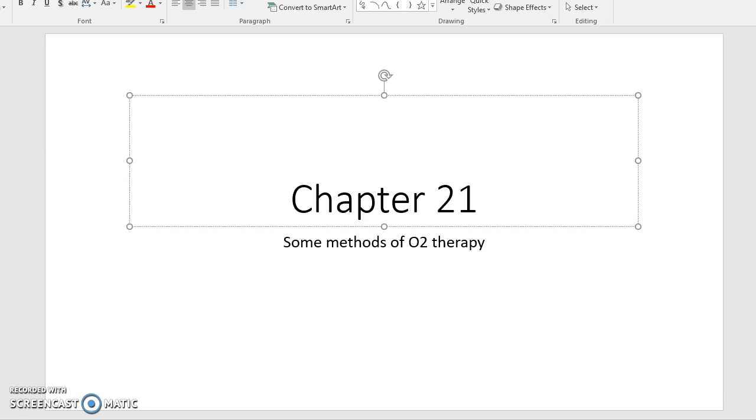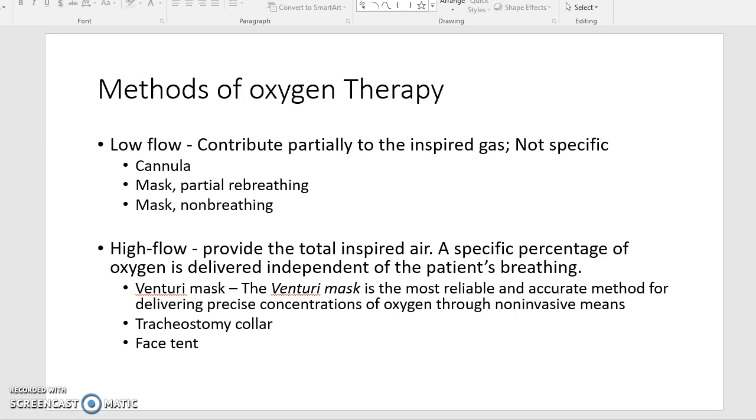bed. So I'm going to be talking about Chapter 21 right now, and this recording will include some oxygen therapies. I didn't include all of them. I didn't really go into depth with chest physiotherapy, and I did not talk about nebulizers or anything. So, here we go. Methods of oxygen therapy.